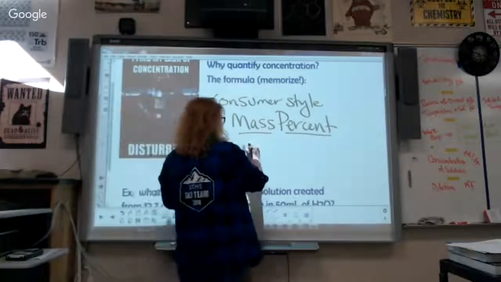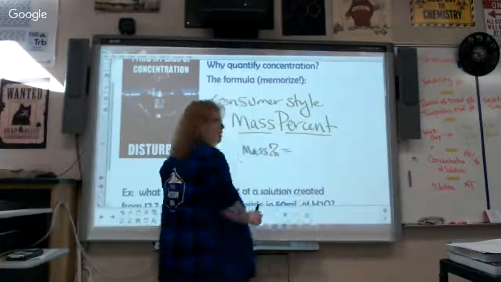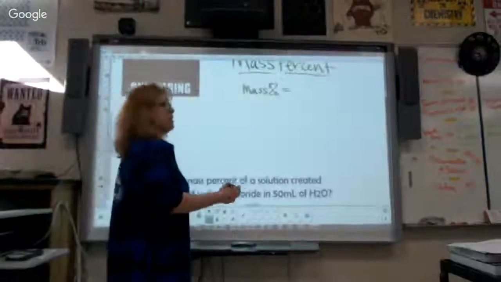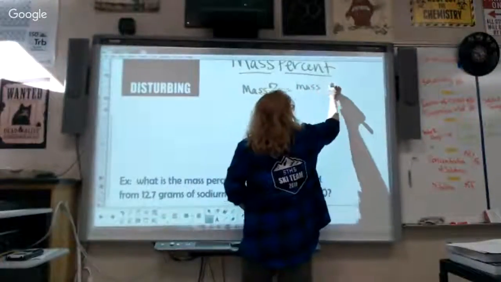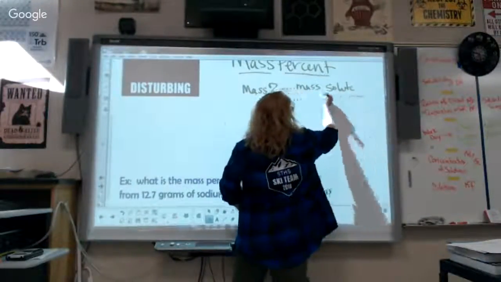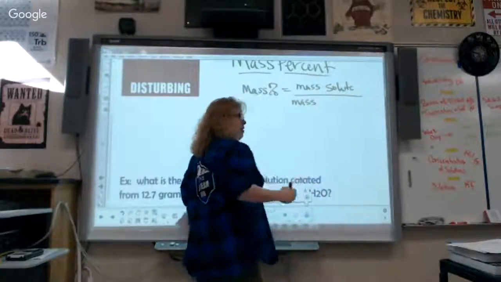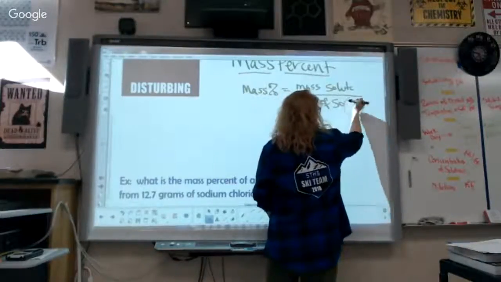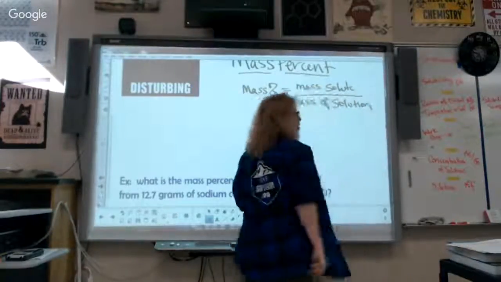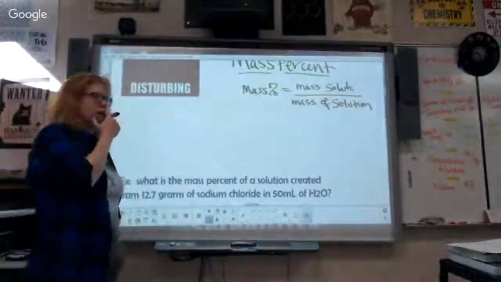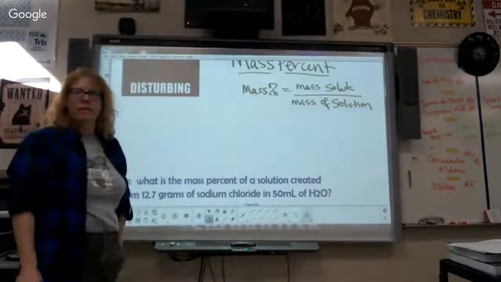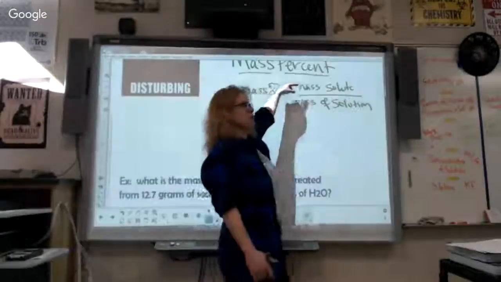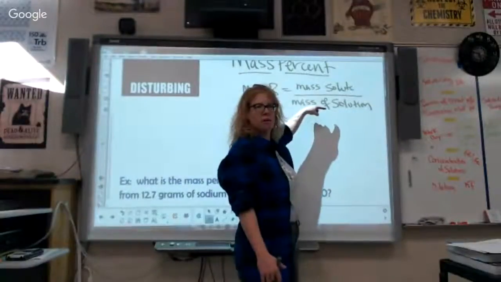So here it is. Mass percent is calculated as the mass of solute divided by the mass of solution. That was really simple. It's super easy. Part over whole. How much stuff is dissolved in the whole quantity of stuff?